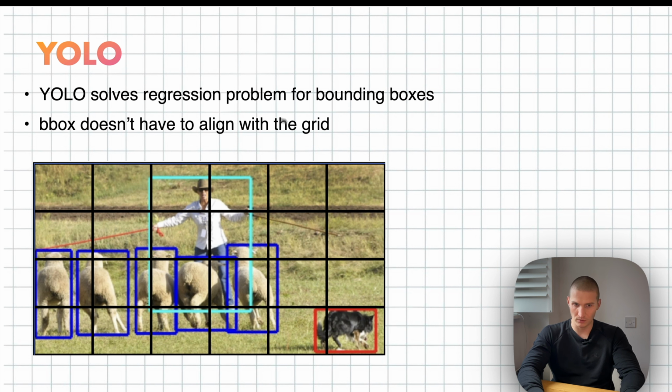Also, YOLO solves a regression problem, and this is again in contrast to some of the previous models like region proposal networks that had some crude estimation of bounding boxes. Even though we do have this grid division of the image, the actual bounding box we predict for this man, for example, is precise. So it doesn't have to precisely align to the grid. It can have arbitrary width and length, and the model will predict the precise bounding box independent of how crude the grid is.